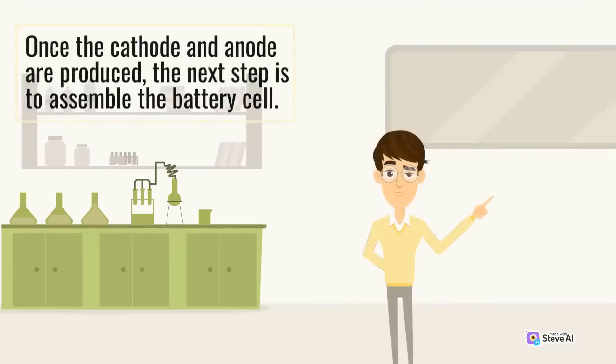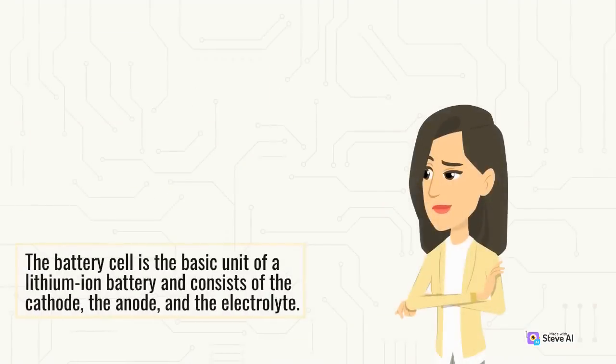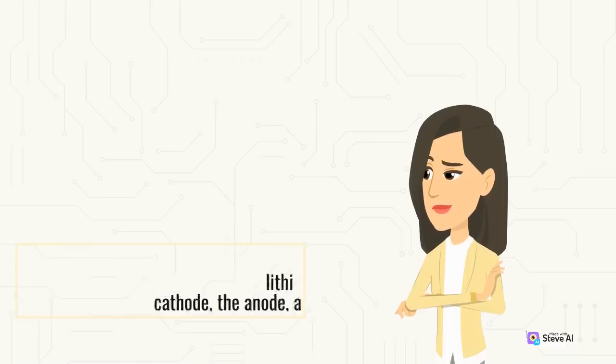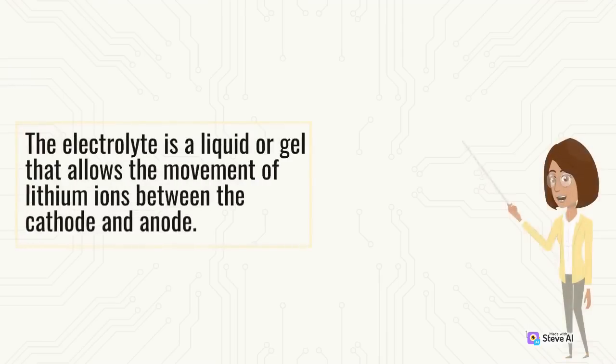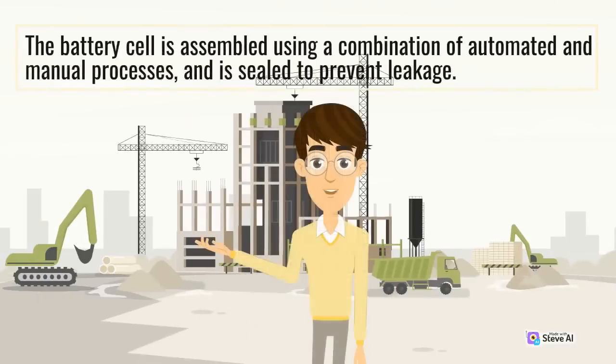Once the cathode and anode are produced, the next step is to assemble the battery cell. The battery cell is the basic unit of a lithium-ion battery and consists of the cathode, the anode, and the electrolyte. The electrolyte is a liquid or gel that allows the movement of lithium ions between the cathode and anode. The battery cell is assembled using a combination of automated and manual processes, and is sealed to prevent leakage.